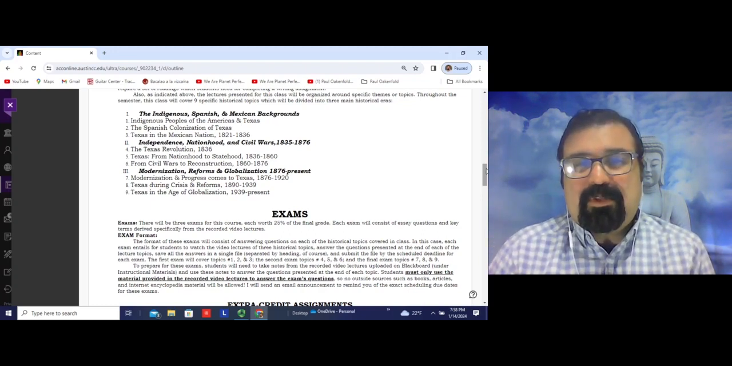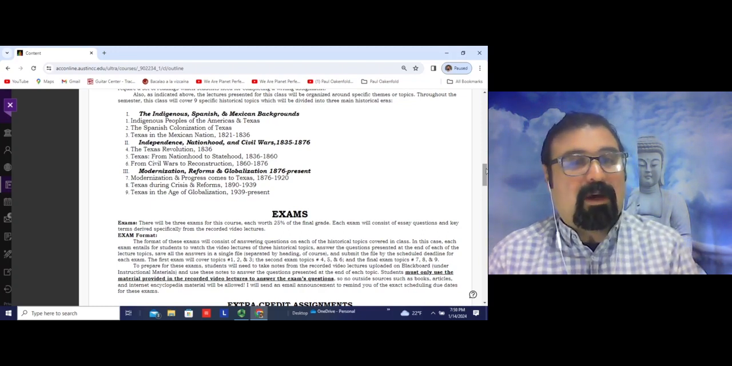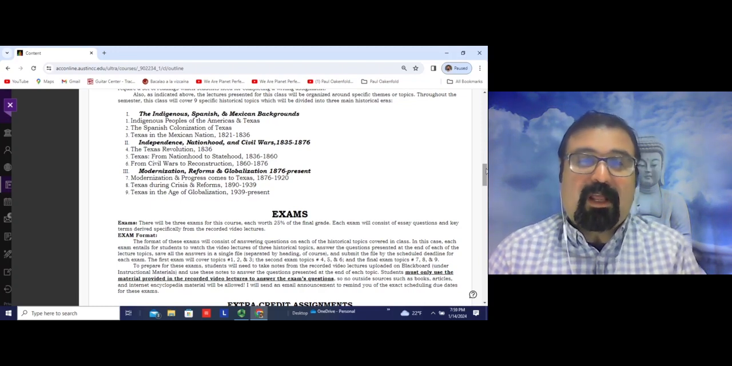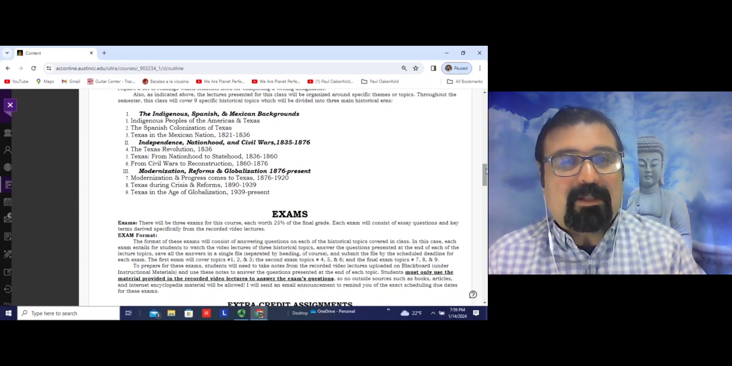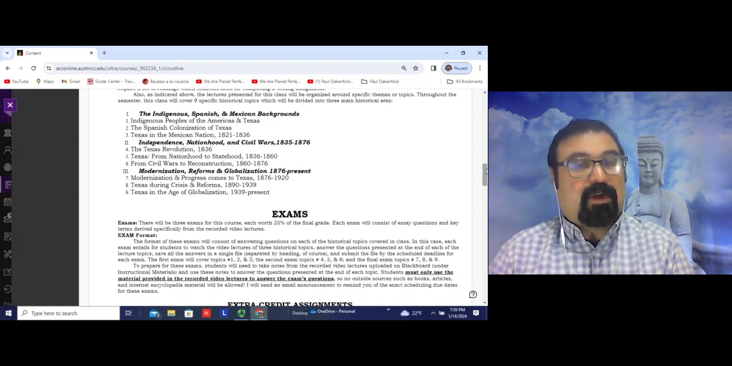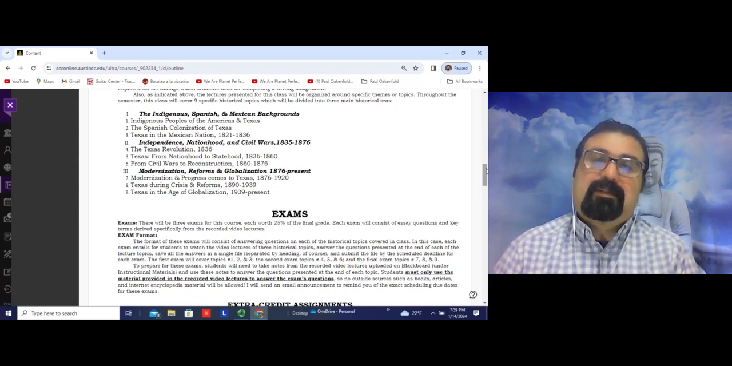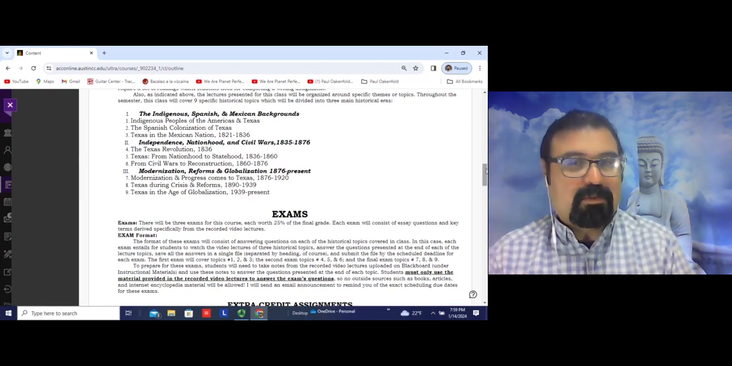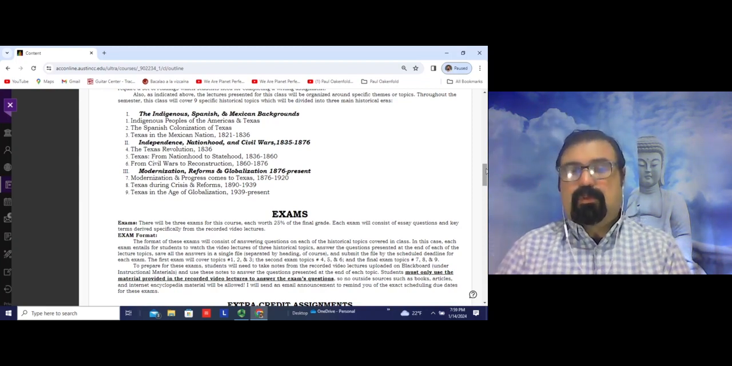Those are the 9 topics divided into 3 main parts, or 3 main historical eras. The first one deals with the indigenous, Spanish, and Mexican backgrounds, and we have 3 topics on that. Then part 2 is another era, the era of independence, nationhood, and civil wars. And we have 3 topics on that as well. And then the last historical era is modernization, reforms, and globalization. And we have 3 topics on that.